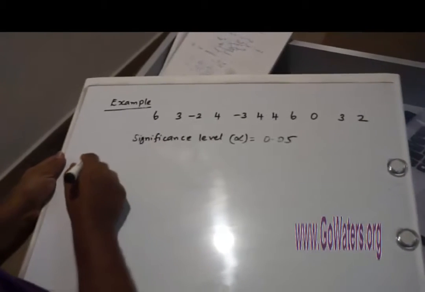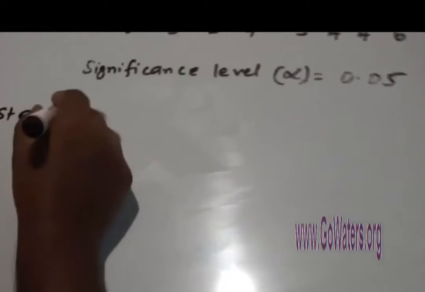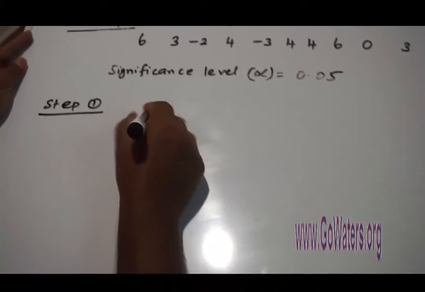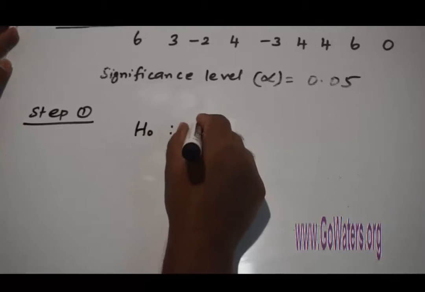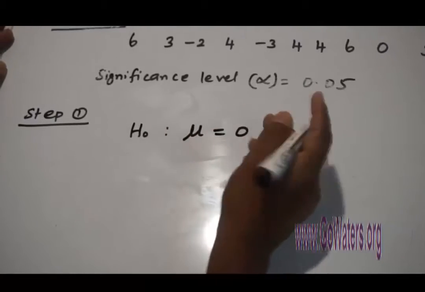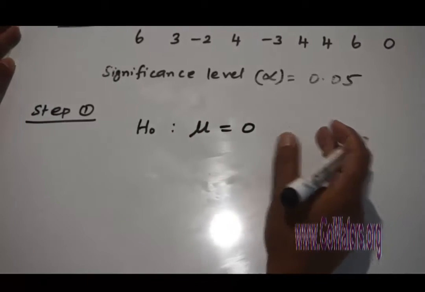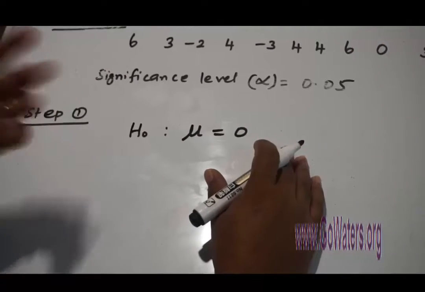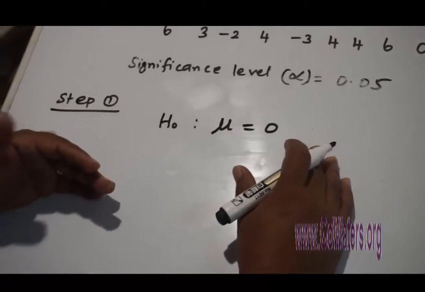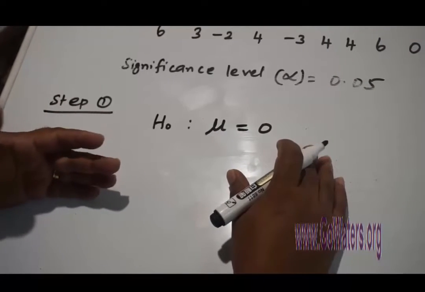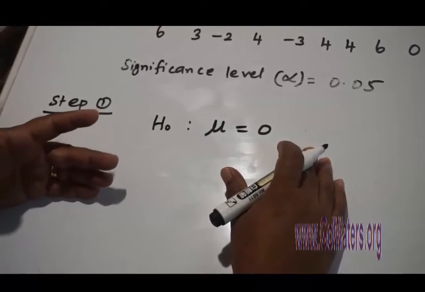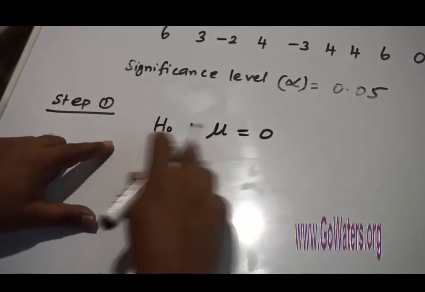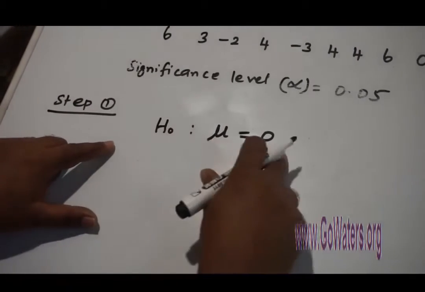I have to define step 1. So I have to write the hypothesis, right? So hypothesis, the population mean is equal to 0. That means the drug has no effect, right? No effect means 0 effect. So if somebody comes with blood pressure and he's taking the tablets and the tablet is not making any effect, that means 0 increment, right? So that's why the hypothesis is mu equals 0.